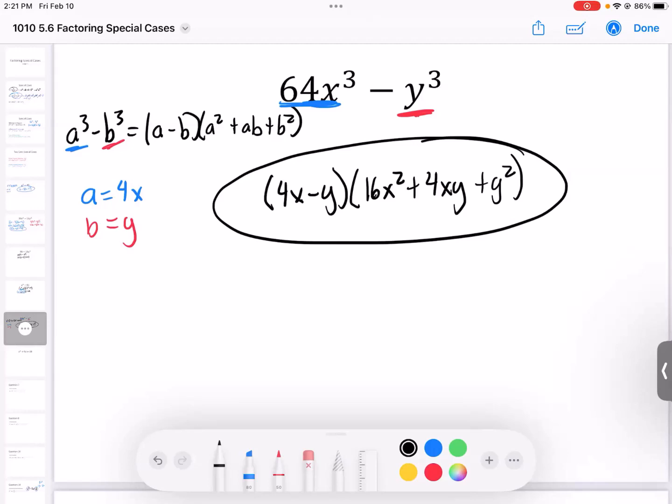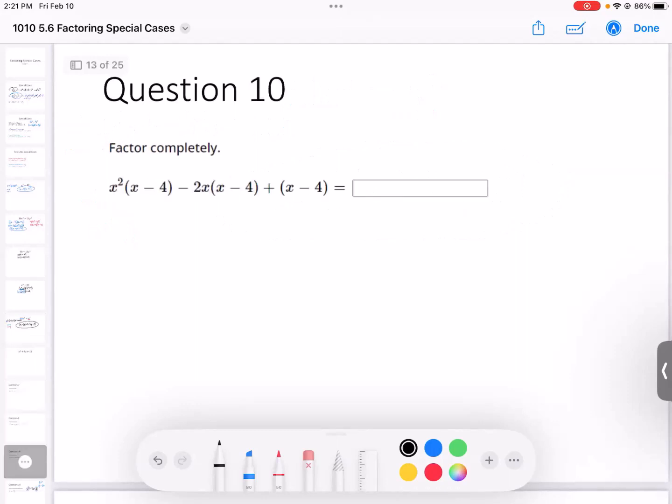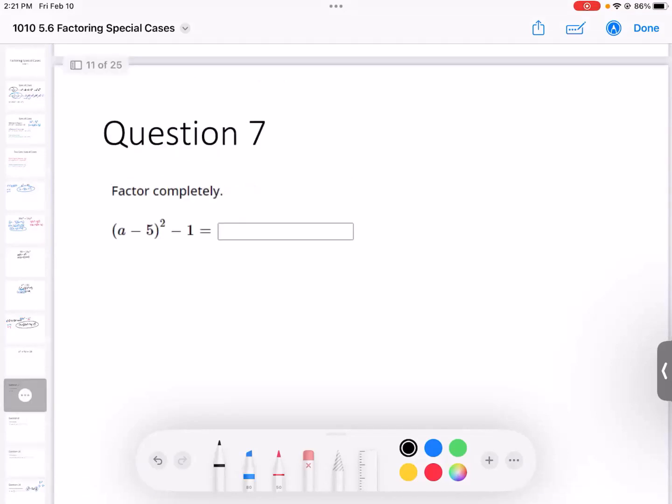All right, so those are all of the examples I wanted to go over to start class. I'm also going to go over question 7, question 8, and question 10. So if you guys want to open up your homework, I'll probably start on question 7.